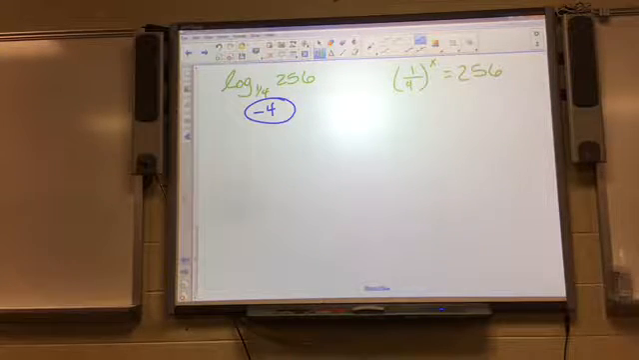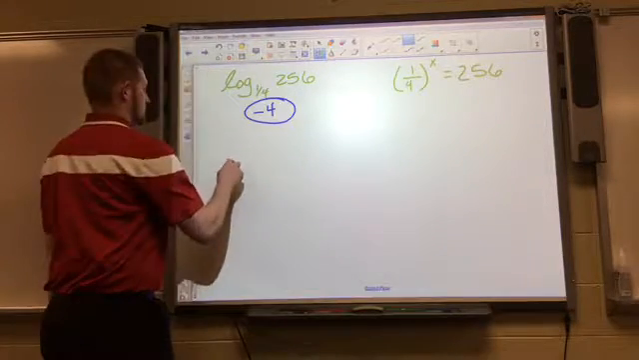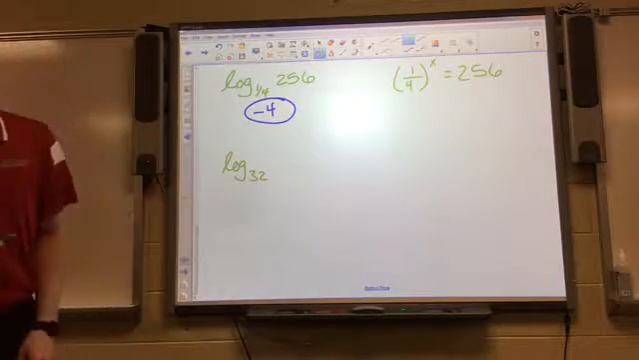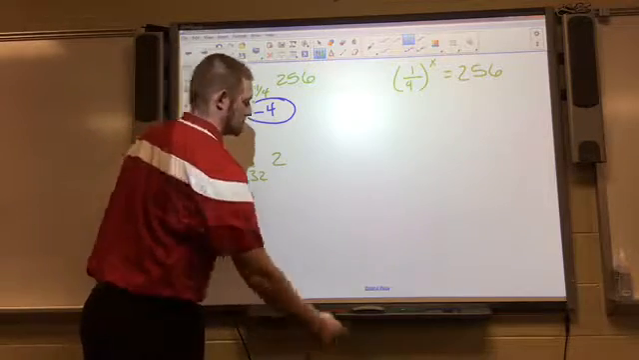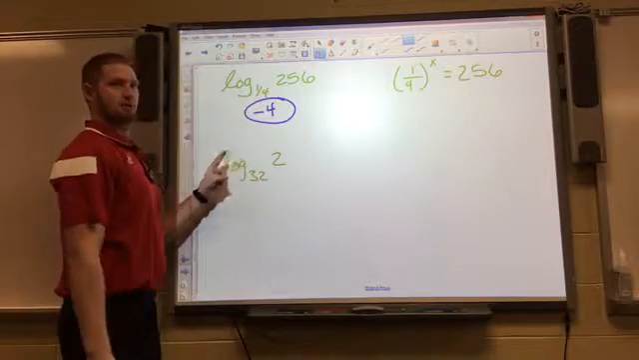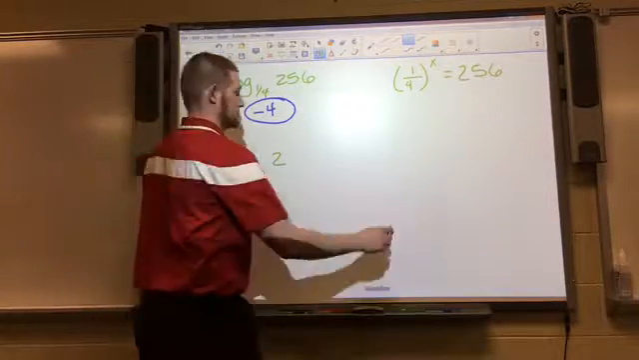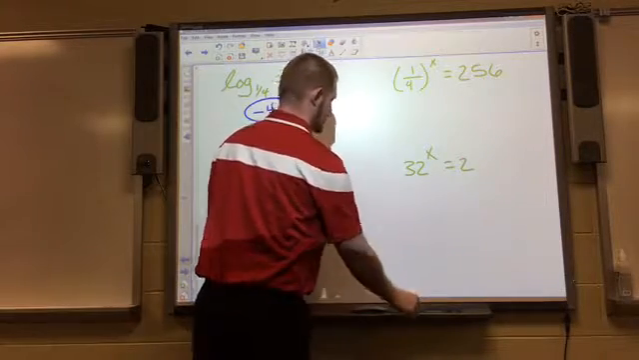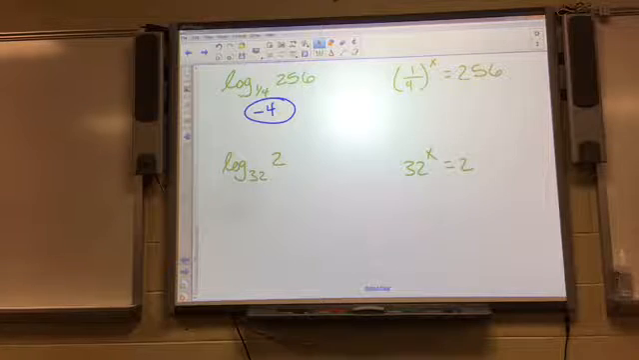Okay, last one on this example, log base 32 of 2. This one's a little bit challenging. So I'm asking myself 32 to what power equals 2? Now, how do I make a number like that smaller by raising it to an exponent?